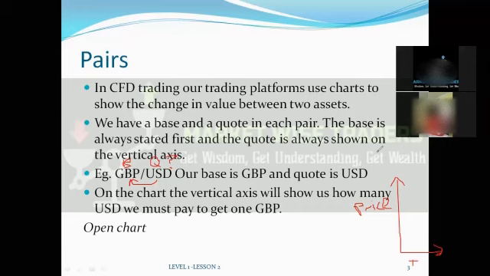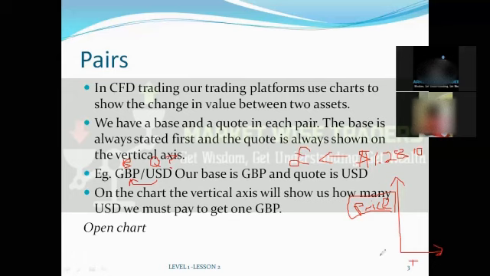So whenever we say GBP USD is at 128, you'll hear guys talking like that, saying, hey, it's at 128.10 or whatever. They say GU is at 128.10. What does it mean? It means that the current price is $1.28. It will cost you $1.28 to get £1. You understand?